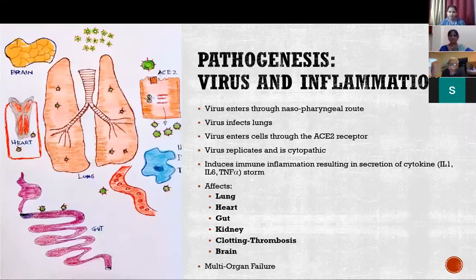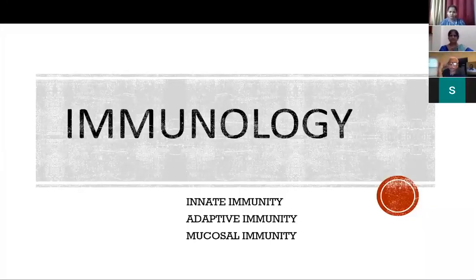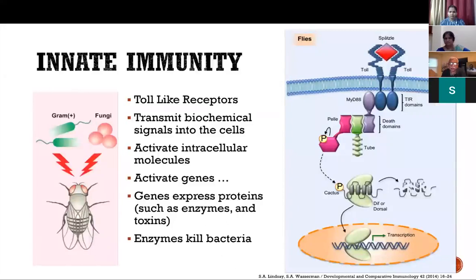Before we dive into the vaccine, let's start looking at what the immune response to the virus is. There are three components of the immune system. One is the innate immune response. The second is the adaptive immune response. And the third is mucosal immunity. I'll cover all three aspects for understanding how this virus works.